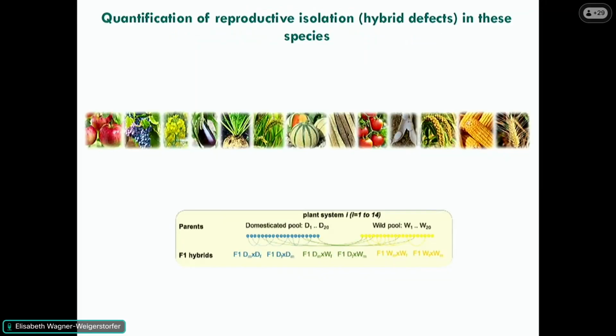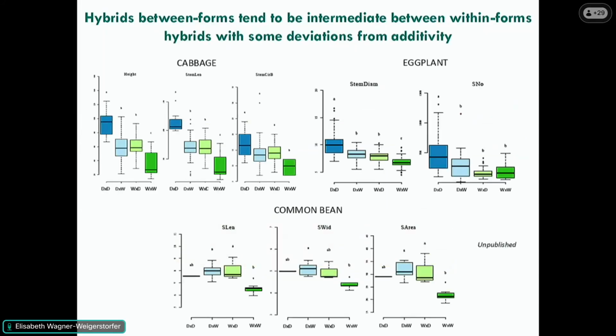So right now, what we are doing is that we have performed crosses within domestic forms, within wild forms, and between wild and domestic forms in the 2 directions. We have produced F1 hybrids. We have phenotyped all the hybrids, and it looks a bit like that. So this again is super recent, and we are not exactly sure what to do with this.